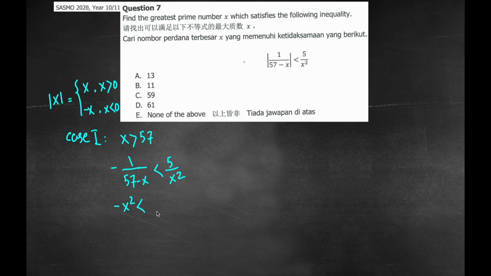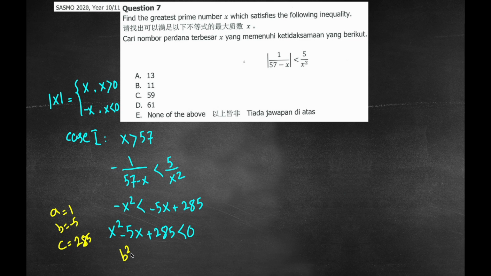x squared is less than negative 5x plus 285, which if I bring everything to one side, I'm going to end up with x squared minus 5x plus 285 is less than 0. And this inequality has no real solution simply because if you look at the coefficients, also known as a, b, and c respectively, which can help me to build my discriminant, which is nothing but b squared minus 4ac, it's going to come out to be a negative value, and that means I have no real solution.